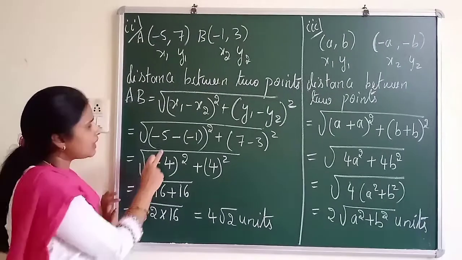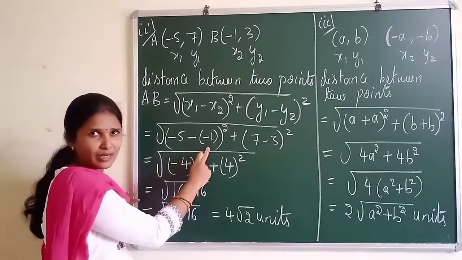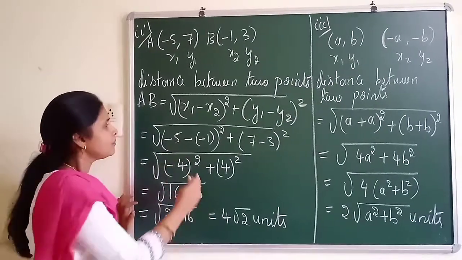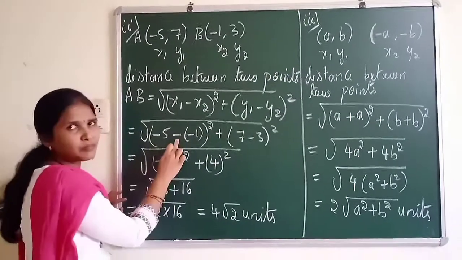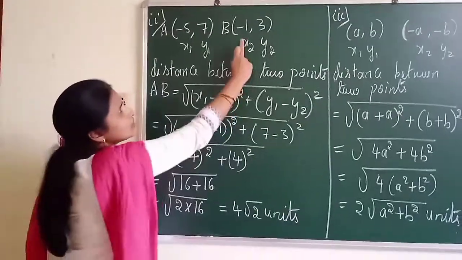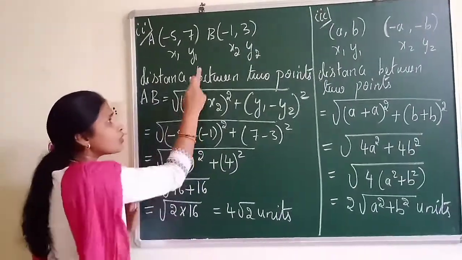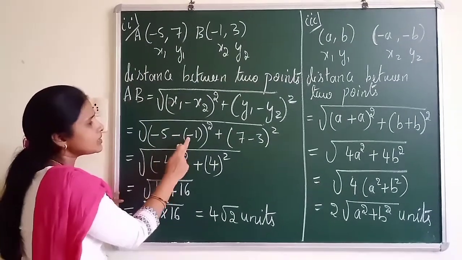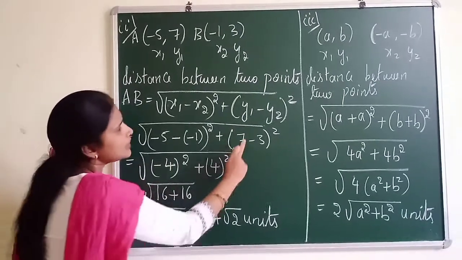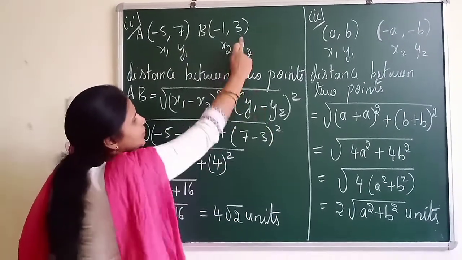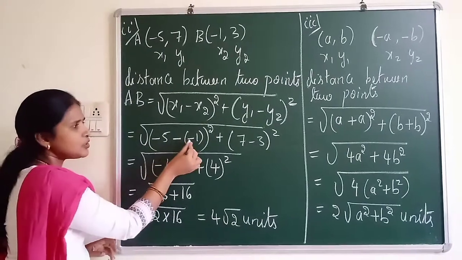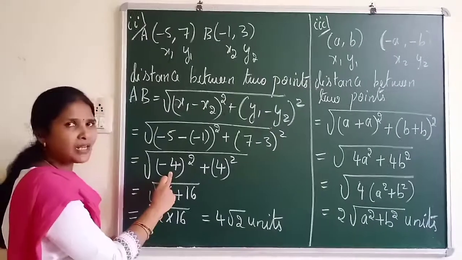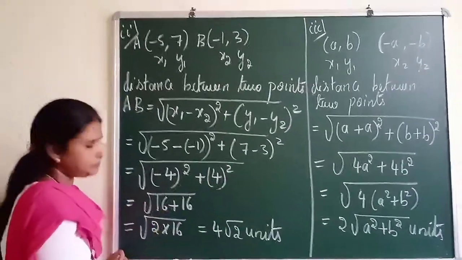What is x1? Minus 5. This also you have to do mentally, that is orally. Here I have written the double minus, but instead you can do it orally. So minus 5, this minus from the formula, and x2 is minus 1. Because you have a minus in the formula and a minus in the number, you get a double minus, and minus into minus becomes plus. Here y1 is 7 minus y2 which is 3. Minus 5 plus 1 is what? Minus 4. So I got (minus 4) whole square plus 4 square.